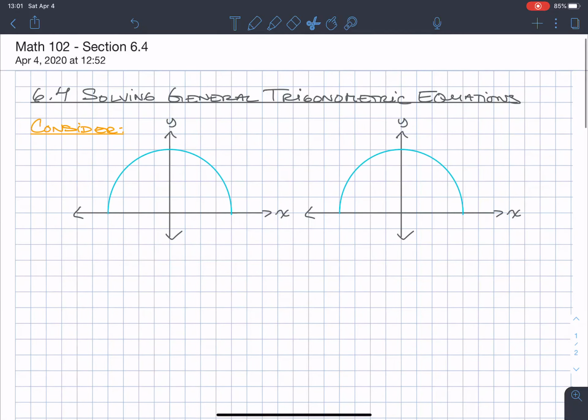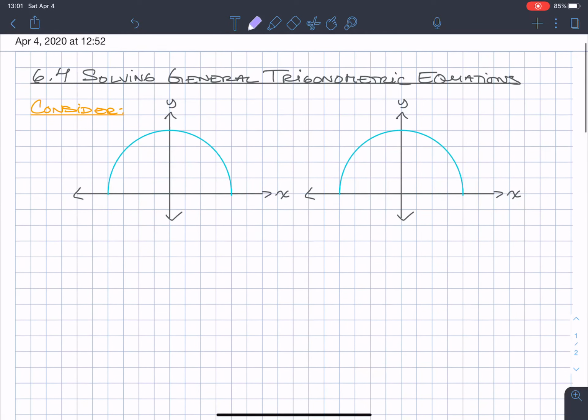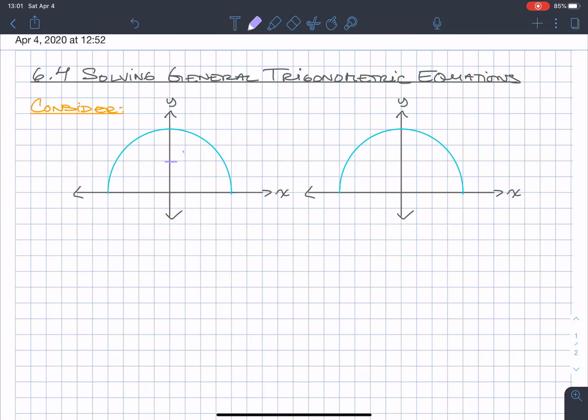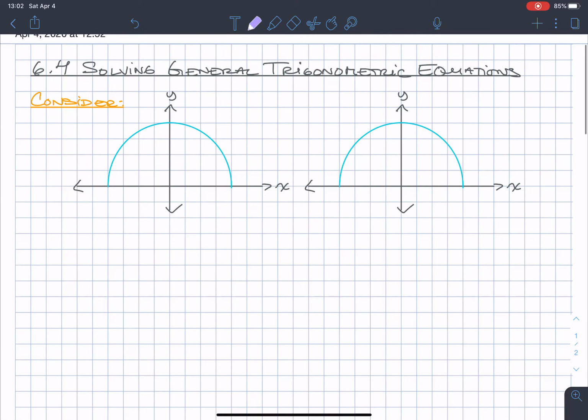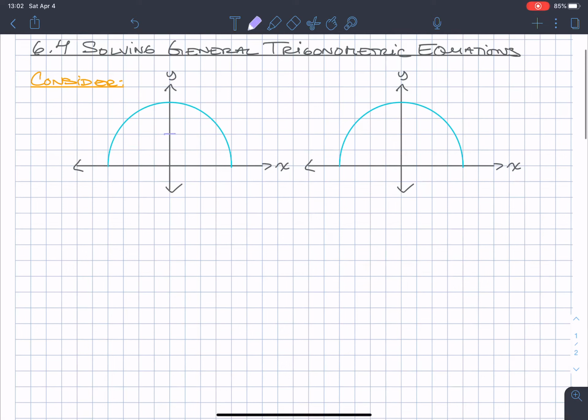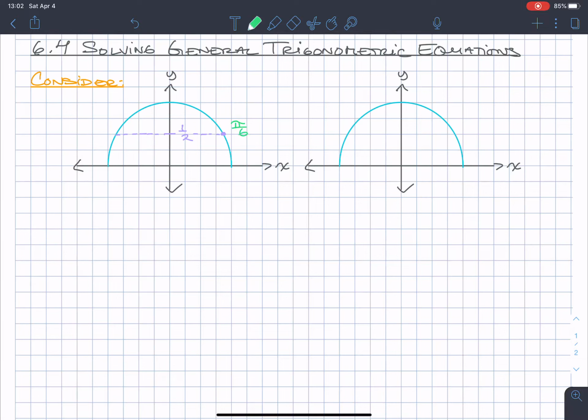Okay, so over here, do you agree that at 5 pi over 6 and pi over 6, the y coordinate is 1/2? I just wanted to do a general, but I guess 1/2 is a good example, though. Okay. So this would be pi over 6. And this would be 5 pi over 6.